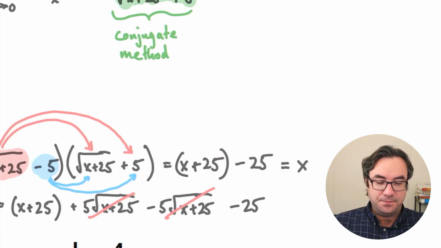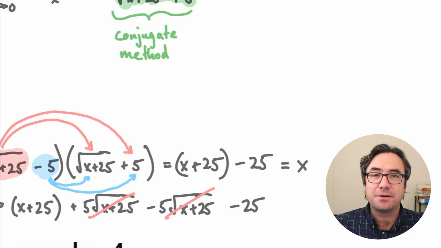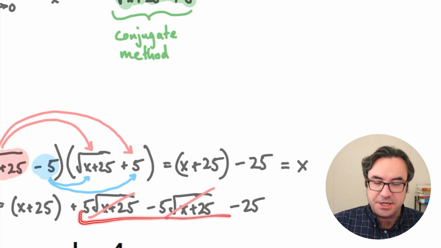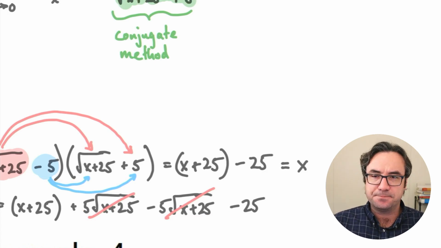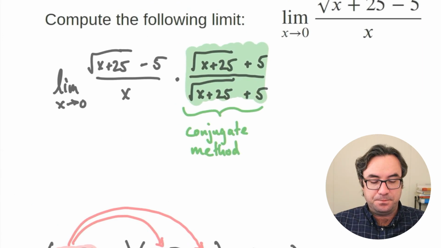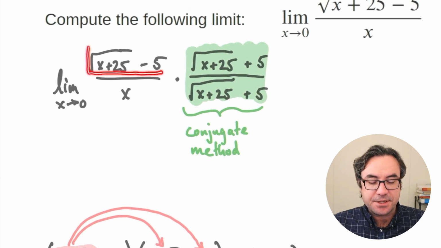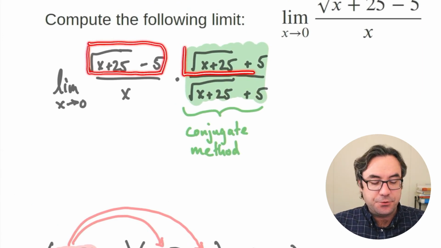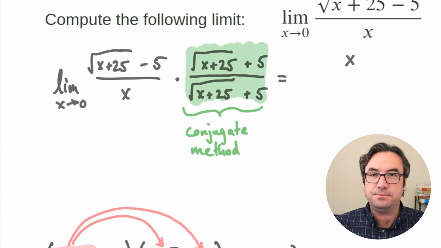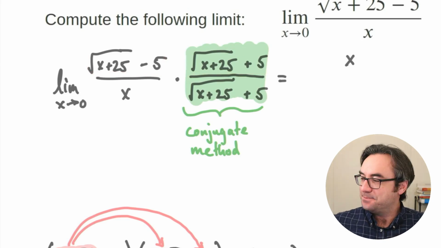So let's throw that back into our limit calculation. All we were doing here was working out the multiplication. There were things that canceled, but it was just addition and subtraction, so that's okay. What we see is that multiplying these two numerators together simplifies to just x.